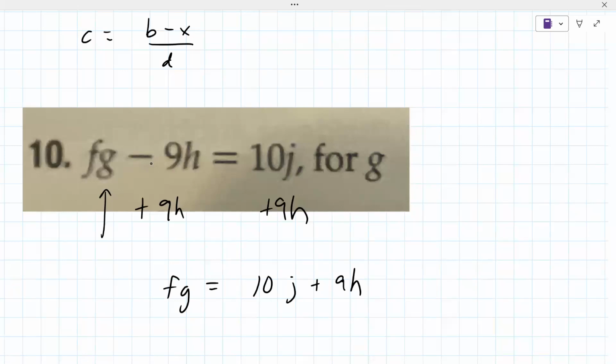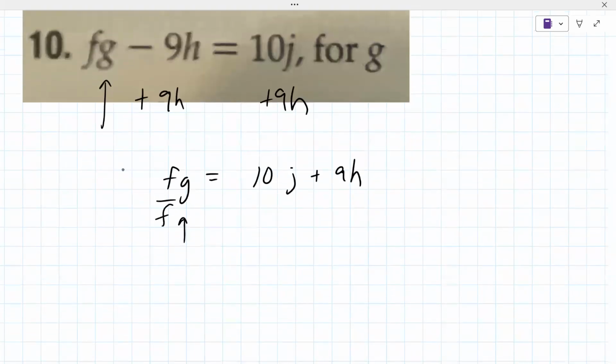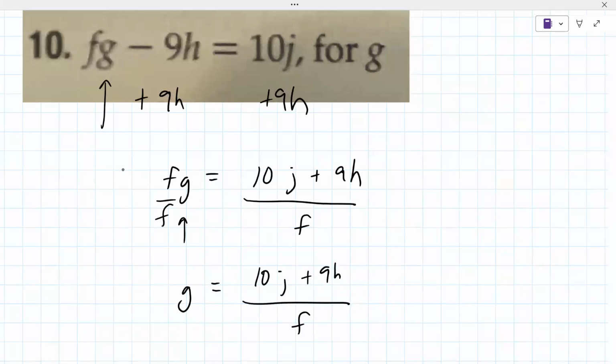Like for a lot of students, it's not. They say, what do I do? It's like, well, there's nothing to do. You just leave it there. And you say, okay, I'm trying to get to G. What is the F doing? Divided by F, so divide by F. And a lot of your answers look like this, where they don't look very good, but they are in fact the correct answer.